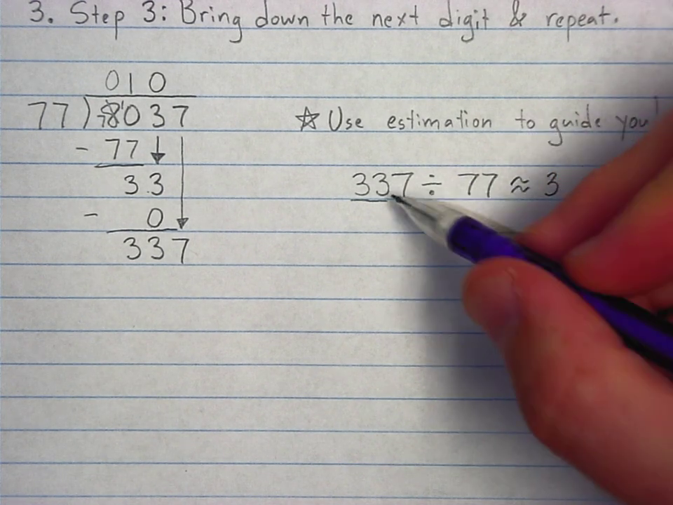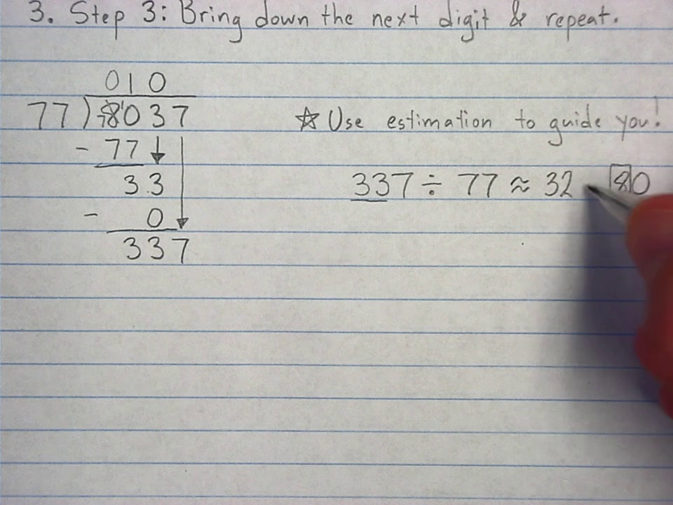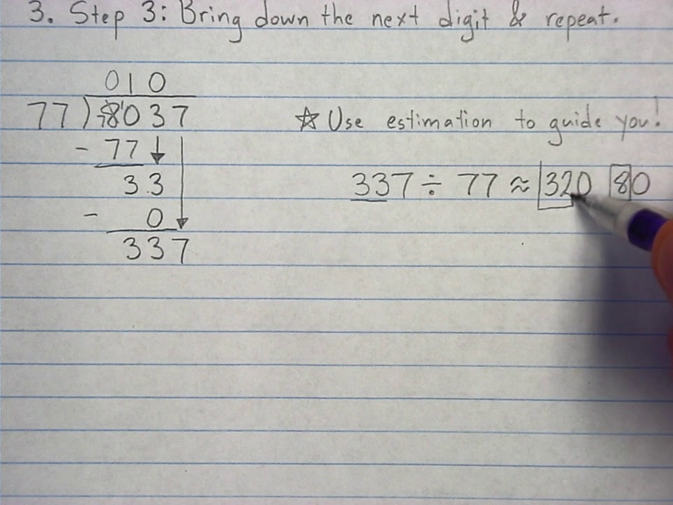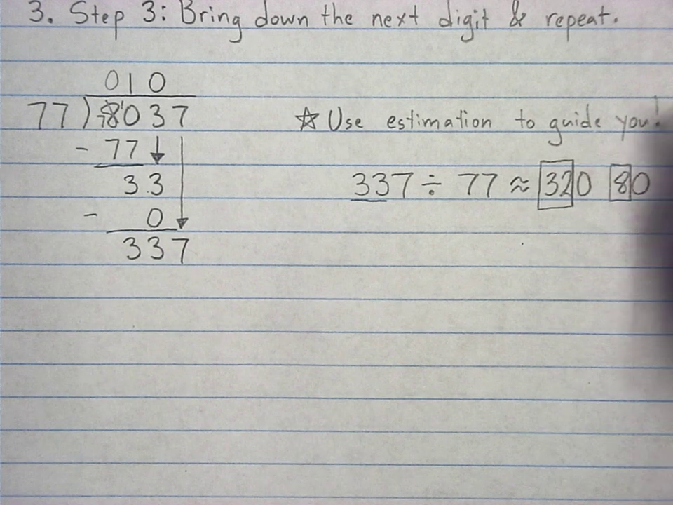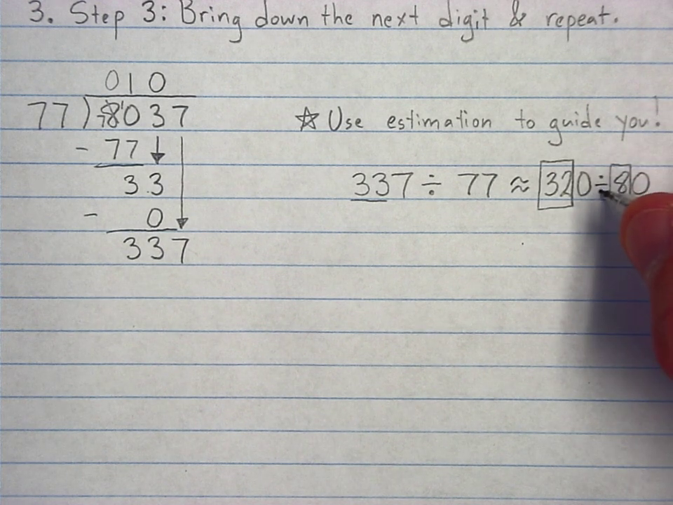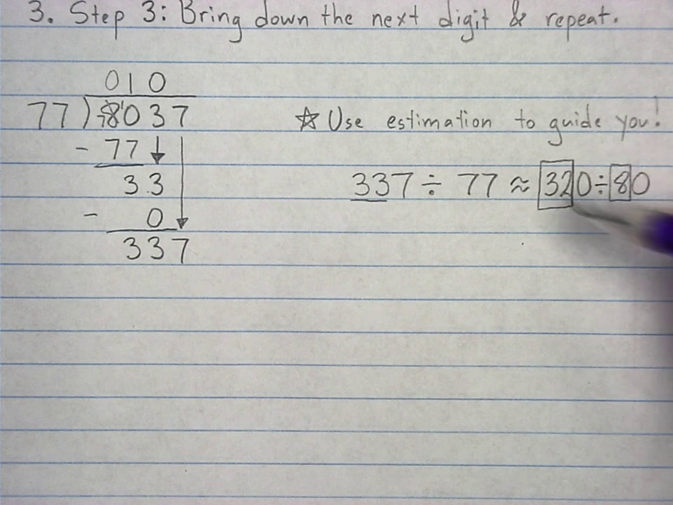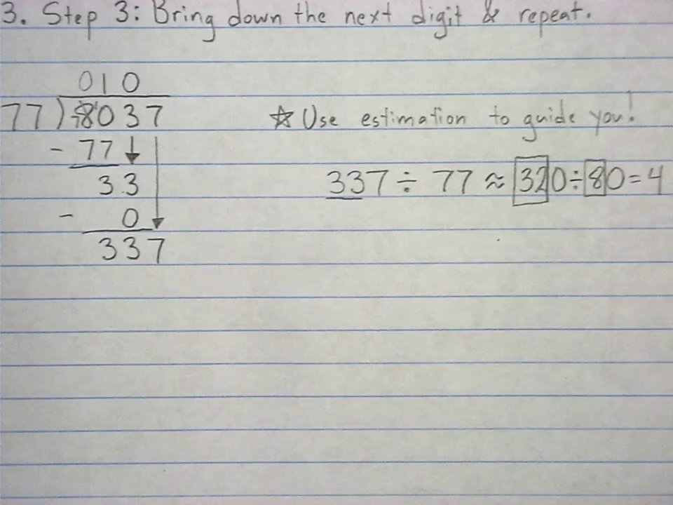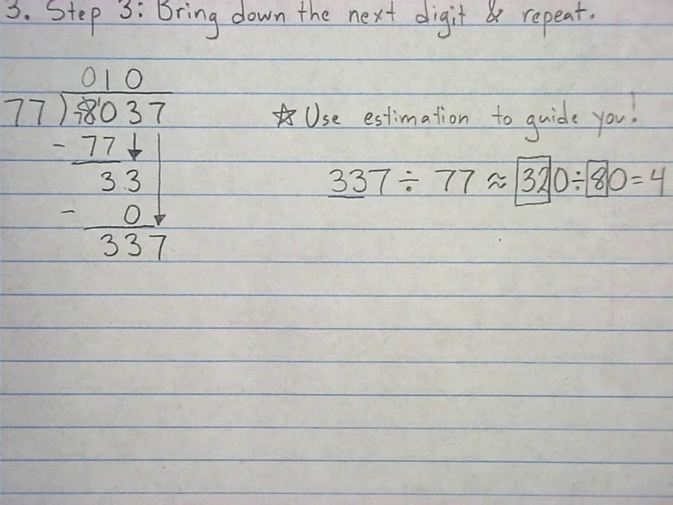times 3 would be 24, times 4 would be 32. I can round 337 to 320 because 32 can easily be divided by 8. 32 divided by 8 is equal to 4. Now that is very similar to what I was doing over here.